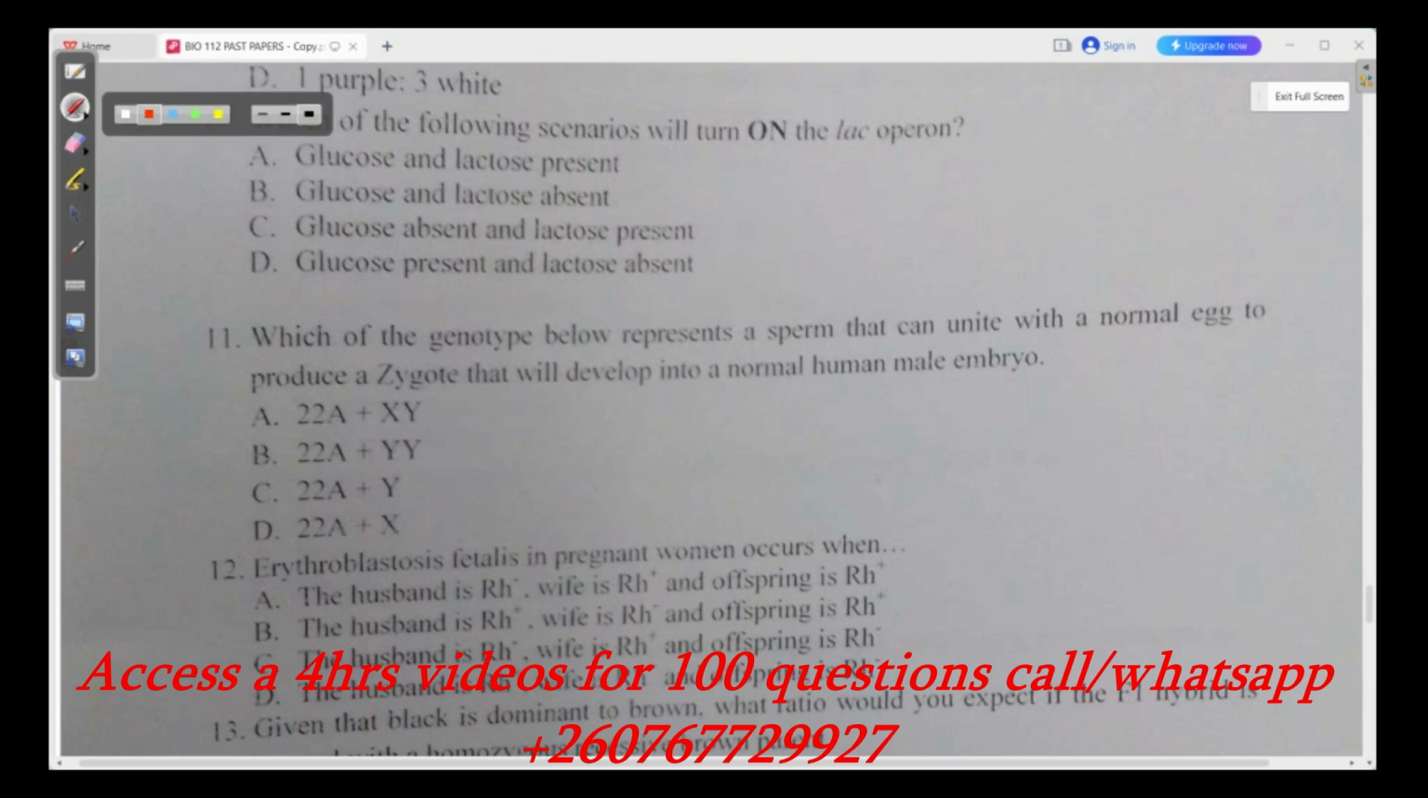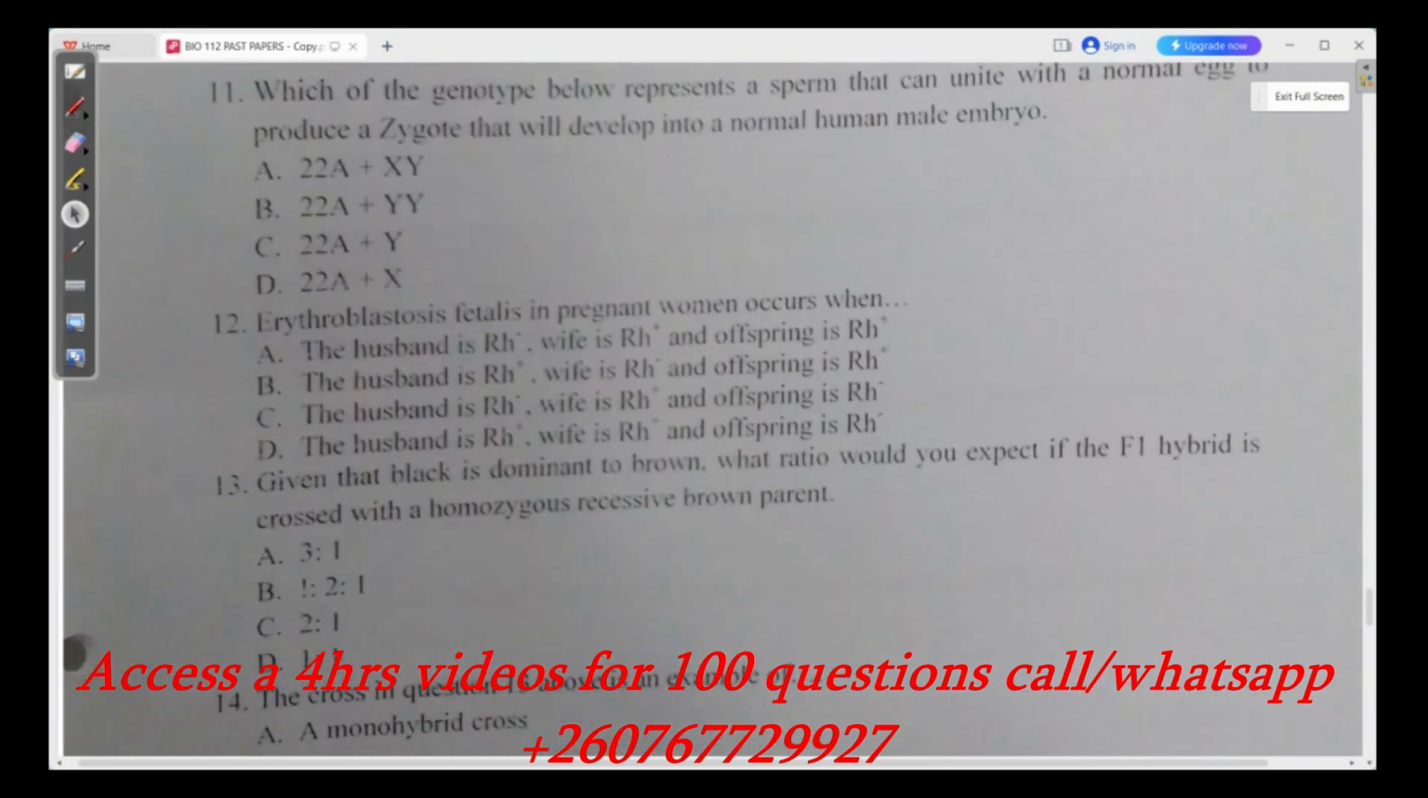Because in this case, when glucose is absent and lactose is present, the bacteria has to transcribe those genes which can metabolize or break down this lactose into its simplest sugars, that is glucose and galactose. Then now this bacteria can utilize what? Glucose. But if glucose is present, there's no need for this bacteria to transcribe those genes to break down lactose because glucose is already available. So glucose has to be absent, lactose has to be present. That is the condition in which the lac operon is going to be on. So option C.